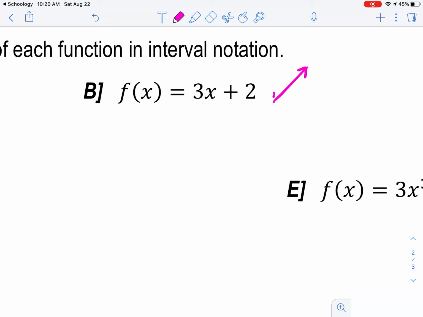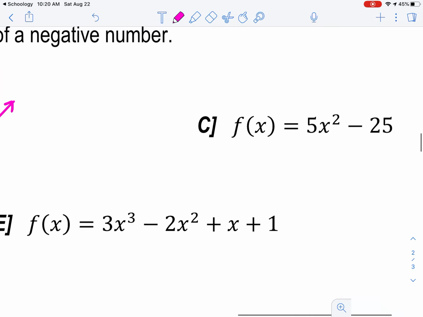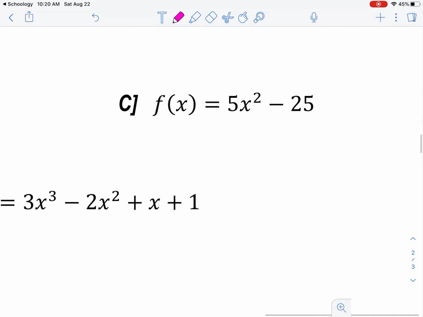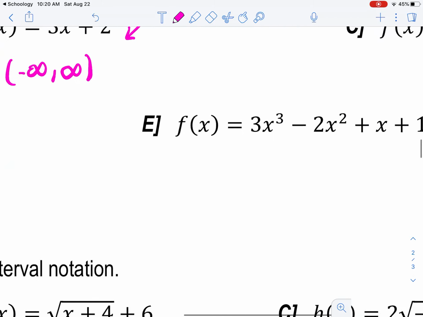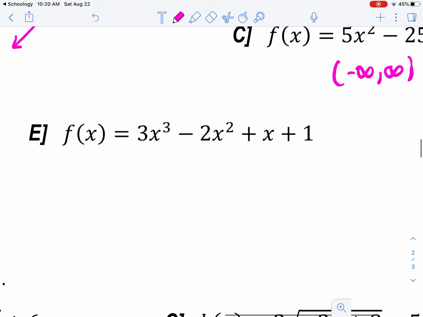Next one, this is a line that looks like this. If you look left to right, all real numbers. Next one, this is a quadratic. It's a parabola, an upward facing parabola, arrow to an arrow, all real numbers. Next one, this is an absolute value function. It looks like a V, all real numbers. Last one, it's a cubic function. Recall a cubic function looks like this, arrow to an arrow, all real numbers.